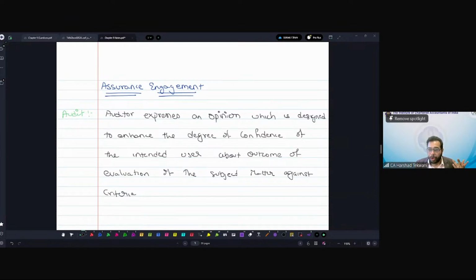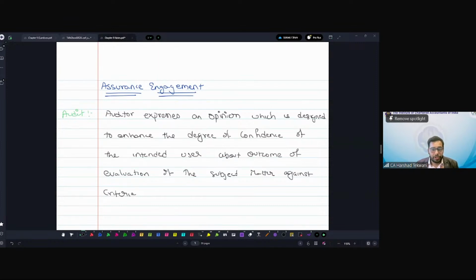But then what is the related service? Now, if I talk about the related service, if I remove the component of assurance from this engagement, it will become your related service. For example, in related services, I do not issue any assurance. There are some differences, but in related services, I do not issue any assurance.